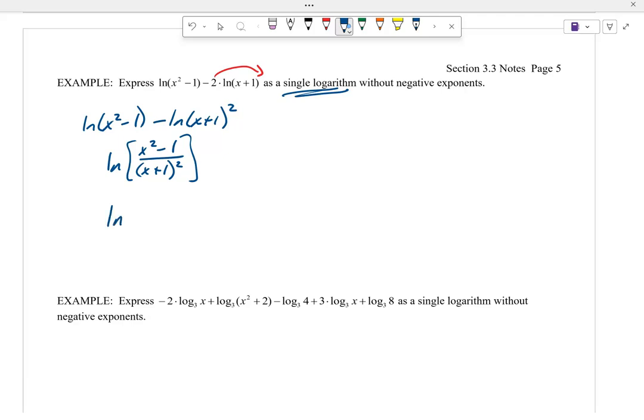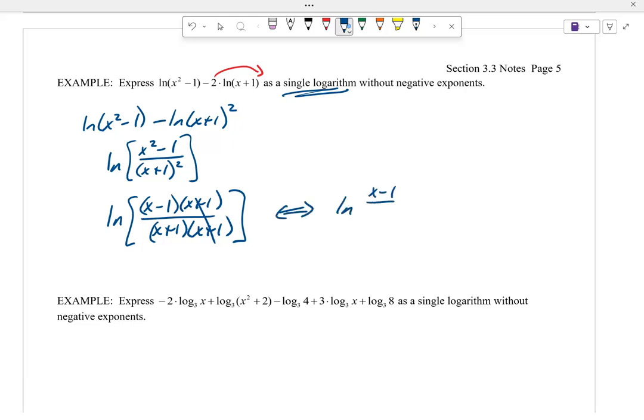Now be careful on this. Notice I have difference of squares, x minus 1, x plus 1, if I factored that. On the bottom I have x plus 1, x plus 1. Notice that that will simplify. So go ahead and simplify that, x minus 1 over x plus 1. So that's what you end up with here. The natural log of x minus 1 over x plus 1, it can be reduced to that.